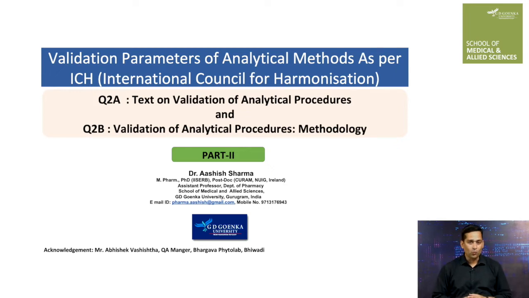In my last video, which was part 1 of ICH guidelines, I talked about the introduction of ICH guidelines and the first two parameters of analytical method validation, specificity and linearity. In the continuation of part 1, here I will talk about the remaining parameters of analytical method validation, which include range, accuracy, precision, LOD, LOQ, robustness and system suitability criteria.